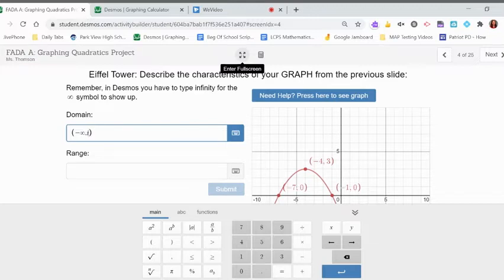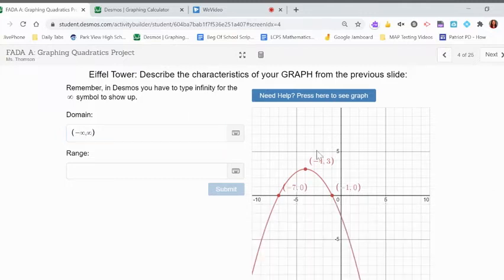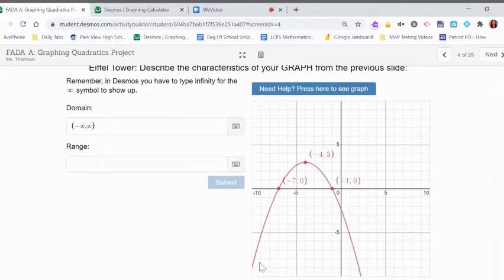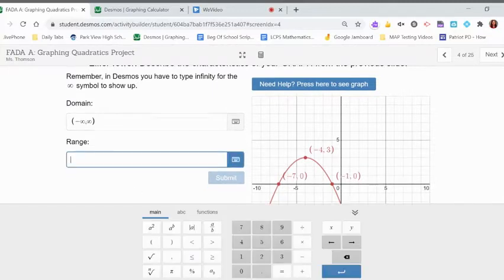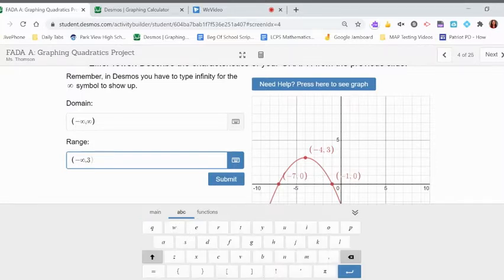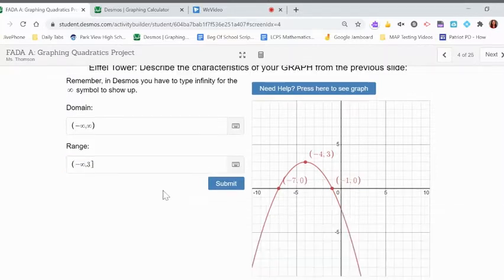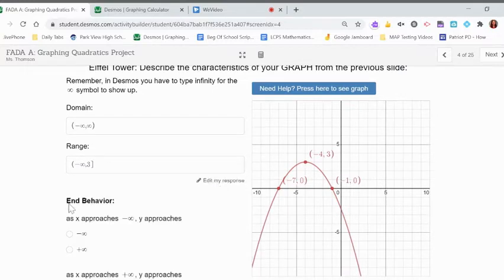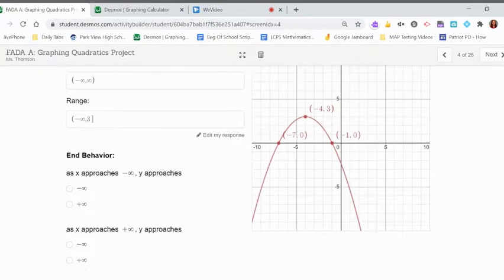Infinity, comma, +infinity. Okay, that is what we want to see, because on the right side and on the left side of this graph, it's going on forever. Okay, the range for this one, because it's pointing down, we're going to start with -infinity, and it stops at the y value of 3. Because it stops at 3, I'm going to actually close it with a bracket instead of a parentheses. When you hit submit, the next part appears, end behavior.